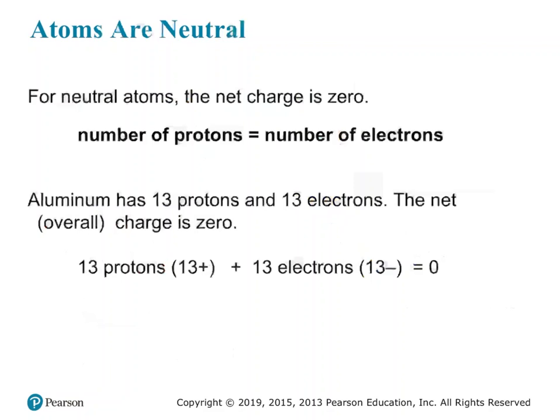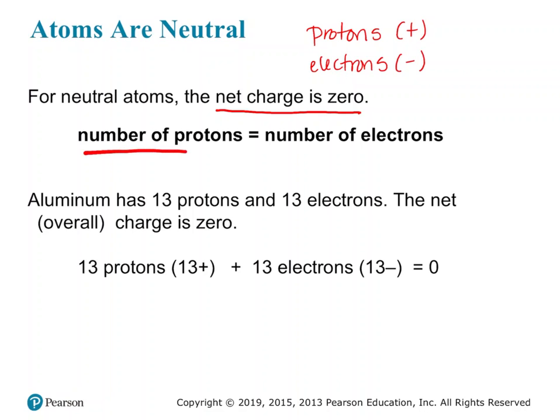Now, for now, we're going to assume that atoms of an element are neutral. That means that the net charge of an atom is 0. Remember, protons have a positive charge, electrons have a negative charge. So if an atom is neutral, we need the same number of positive charges and negative charges. So for neutral atoms, the number of protons is equal to the number of electrons.